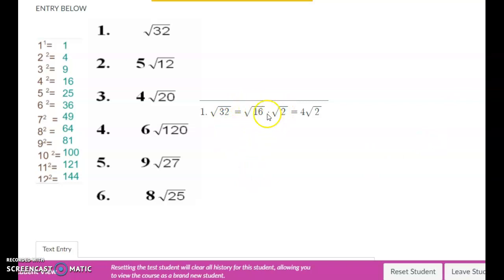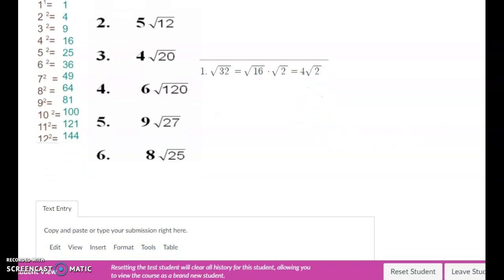Square root of 16 times the square root of 2. And then we simplify it. Square root of 16 is 4. So we bring the 4 out. What's missing? Square root of 2, that 2 has to stay there. So our answer is 4 square roots of 2. Okay. All right, now, how did we get that in there?